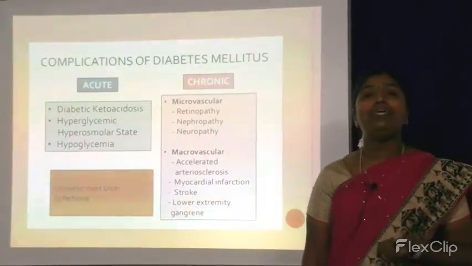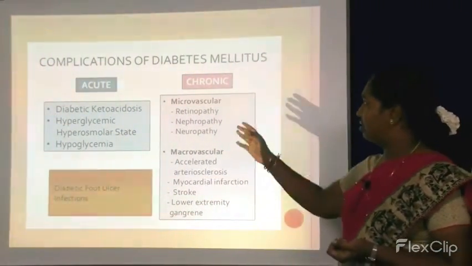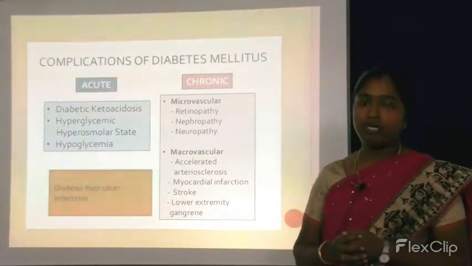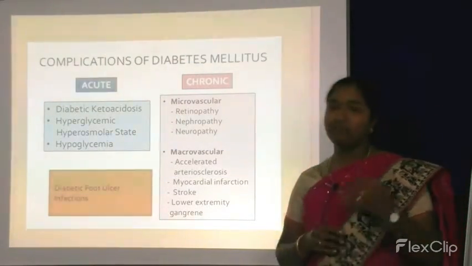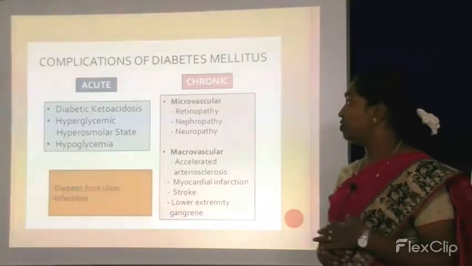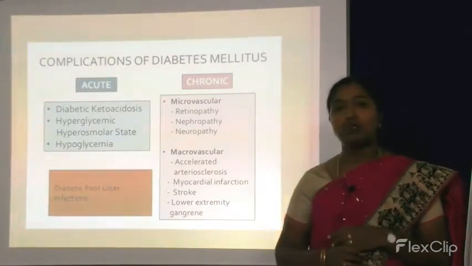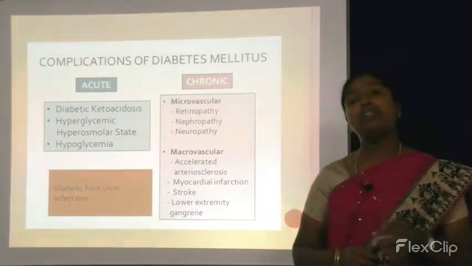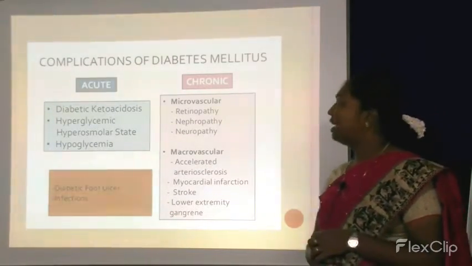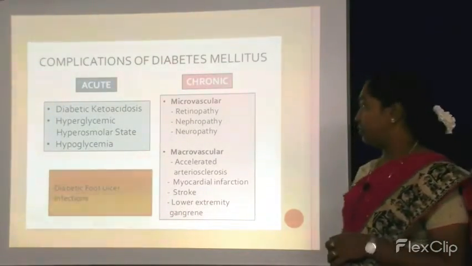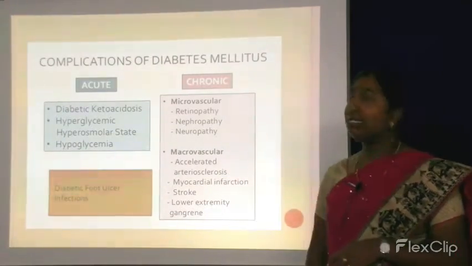So coming to the complications of diabetes mellitus, there are acute and chronic. What will be in the acute stages? We have already seen diabetic ketoacidosis, hyperglycemia, elevated blood sugar level, hyperosmolar state, that is imbalance of electrolytes, and hypoglycemia, low sugar level, diabetic foot ulcer, and infection.